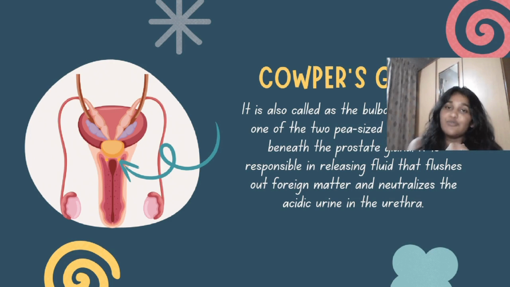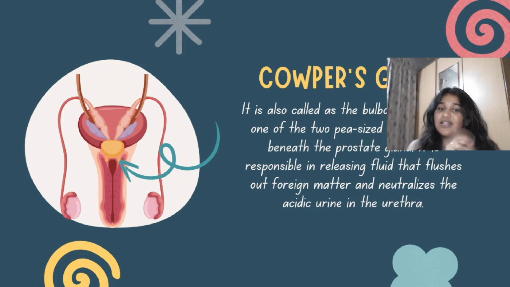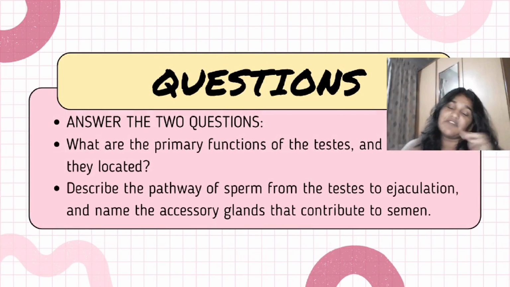Then we have the Cowper's gland, which is a bilateral gland. It's two pea-sized organs, very small, found beneath the prostate gland, responsible for releasing a fluid that flushes out foreign matter and neutralizes the acidic nature of urine in the urethra. Then we have the prostate gland. It's a walnut-sized gland located between the bladder and the penis. It secretes a fluid that nourishes and protects the sperm cells. Okay, then we've come to the end of the chapter.